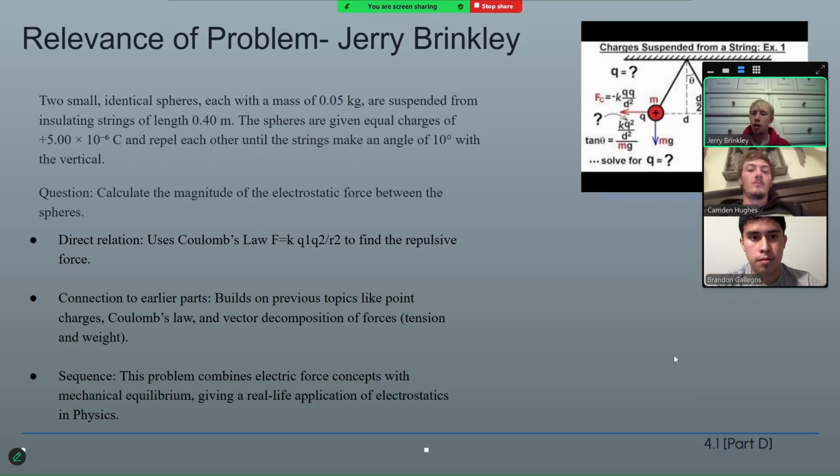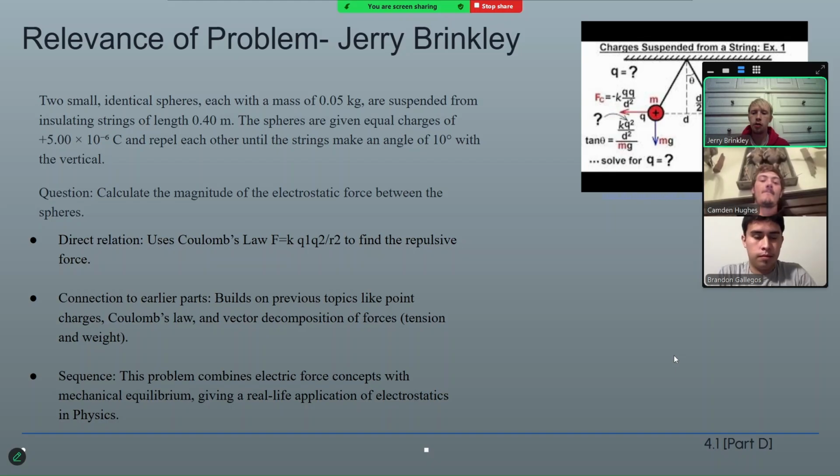Relevant to the problem, we chose our problem to be two small identical spheres, each with a mass of 0.05 kg, suspended from insulating strings of length 0.40 meters. The spheres are given equal charges of positive 5 times 10 to the negative 6 power coulombs, and repel each other until the strings make an angle of 10 degrees with the vertical. The question is to calculate the magnitude of the electrostatic force between the spheres.